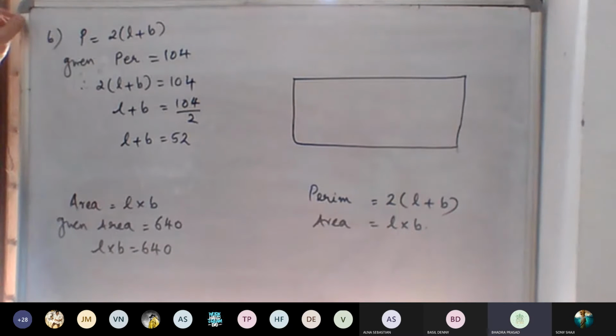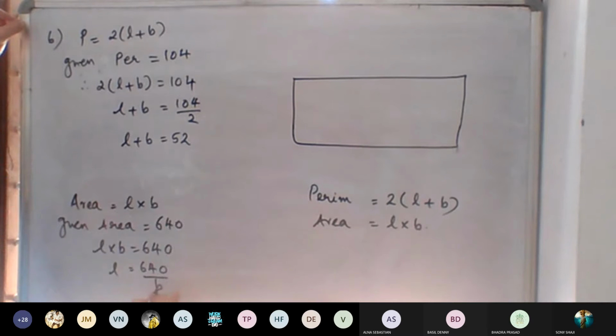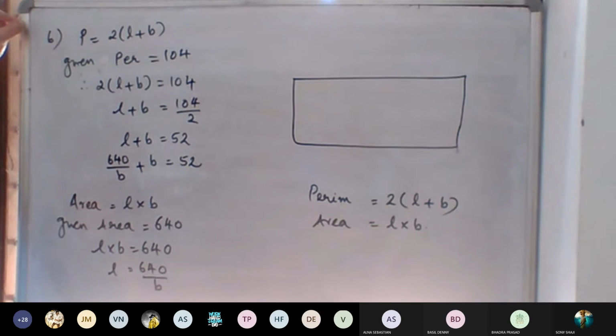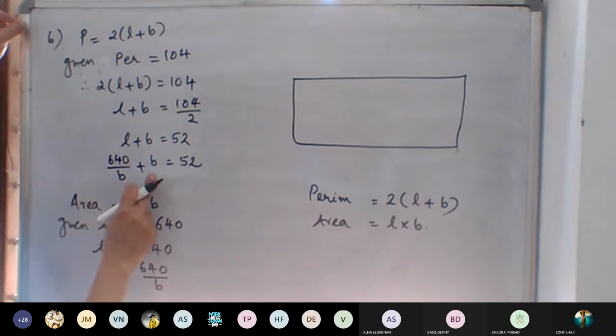L is equal to 640 by B. Either we can write L is equal to 640 by B, and we want to substitute, instead of L, 640 divided by B plus B is equal to 52. That is one method. Understood? We want to take the LCM here if you are doing it this way.